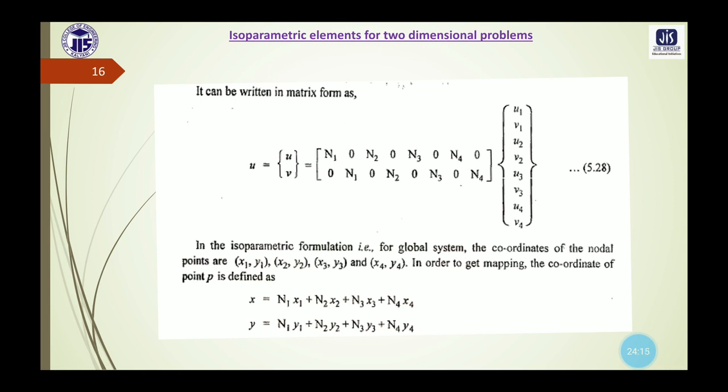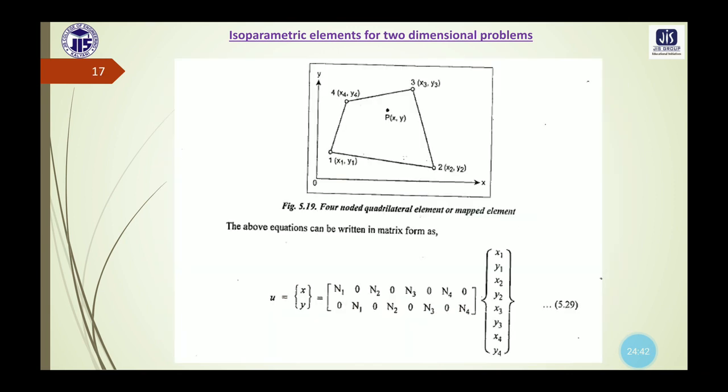Now in this isoparametric formulation, that is for the global system, the coordinates of the nodal points are x1 y1, x2 y2, x3 y3 and x4 y4. Now to get the mapping, the coordinate of the point P is defined as x equals n1 x1 plus n2 x2 plus n3 x3 plus n4 x4, and y equals n1 y1 plus n2 y2 plus n3 y3 plus n4 y4.